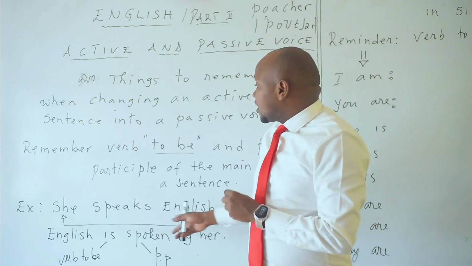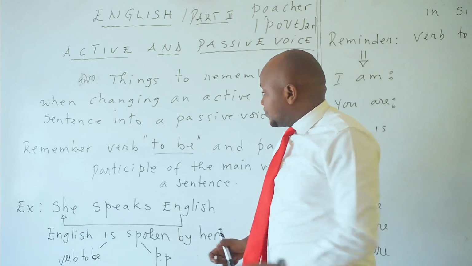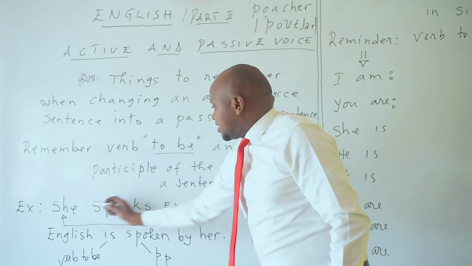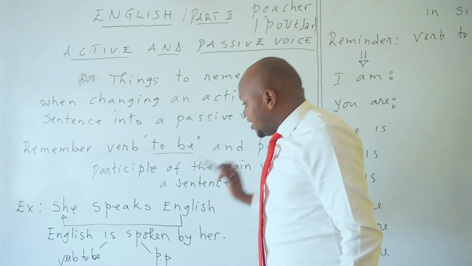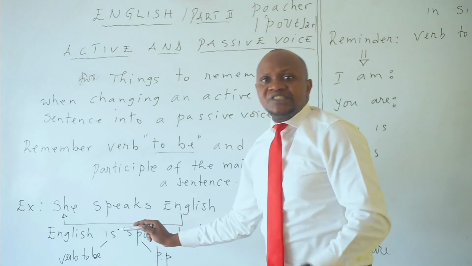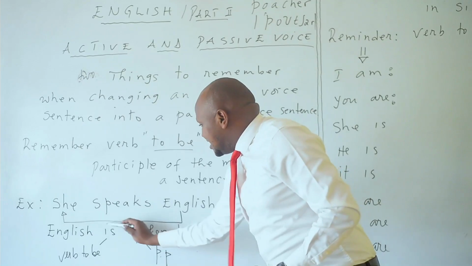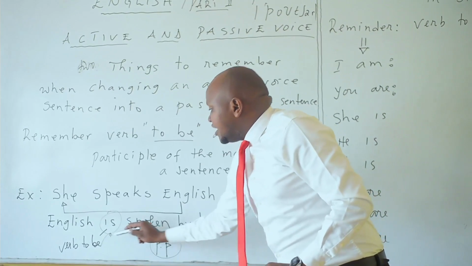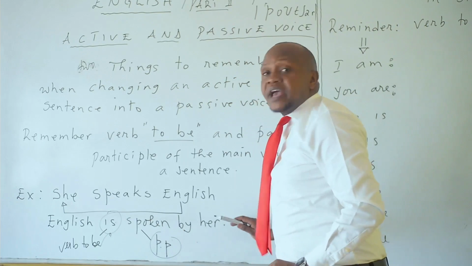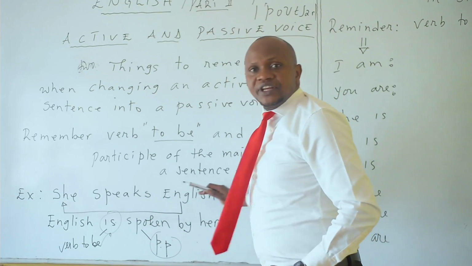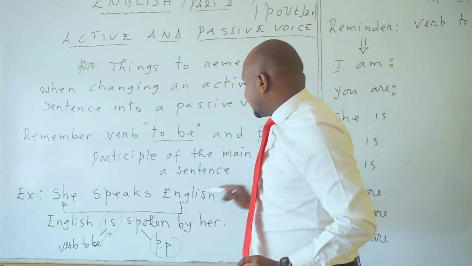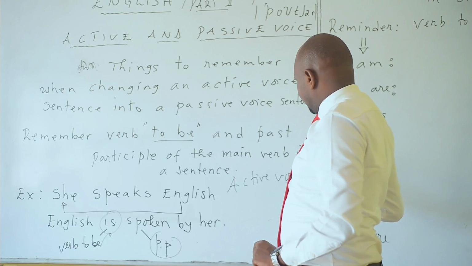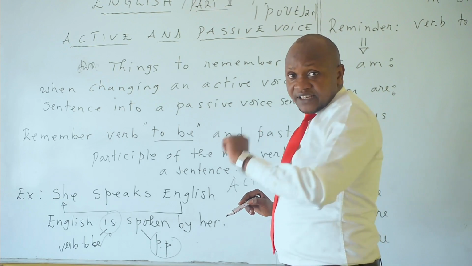Then here, we are going to see the example. She speaks English. Do you see here? She speaks English. Here, you should remember verb to be, which is English is plus past participle. This is verb to be. English is spoken by her. Avuga Icyongereza. She speaks English. This is active. This is what? Active voice. Okay? This is an active voice sentence.